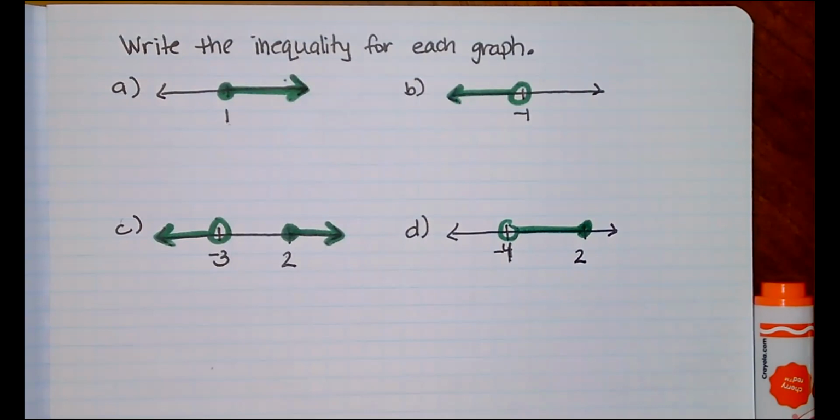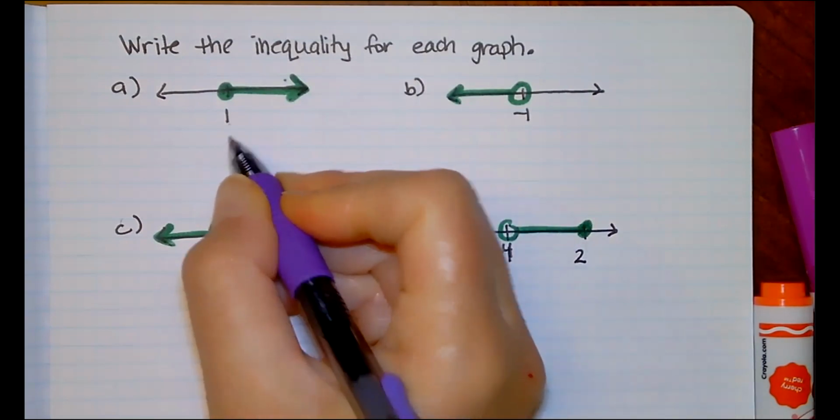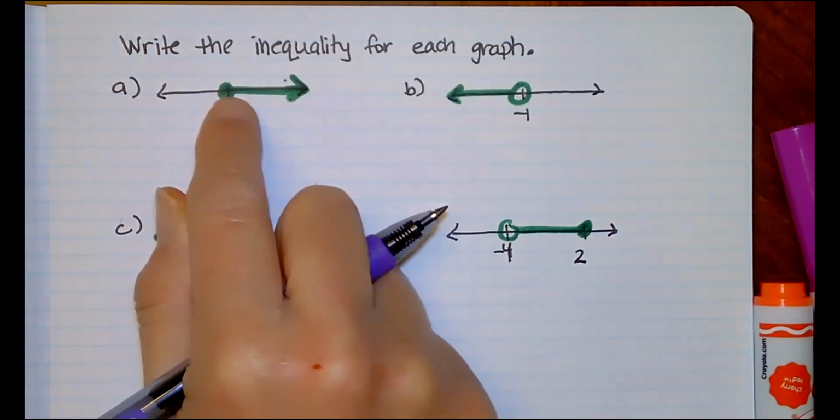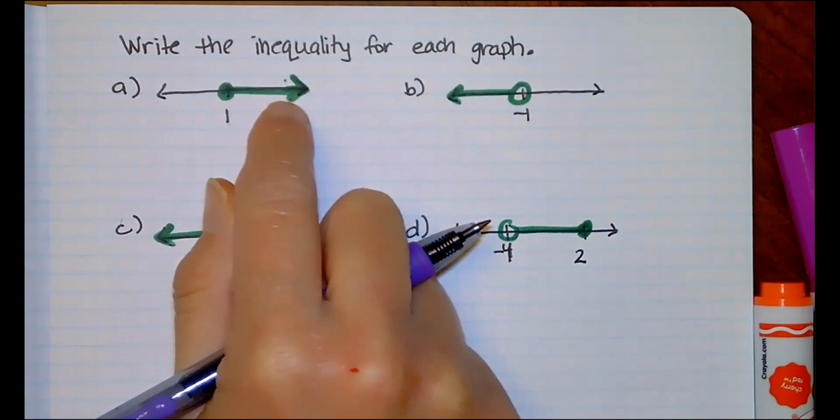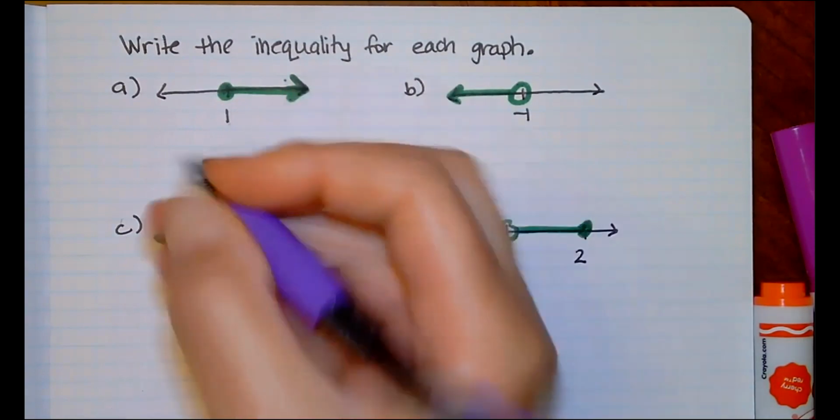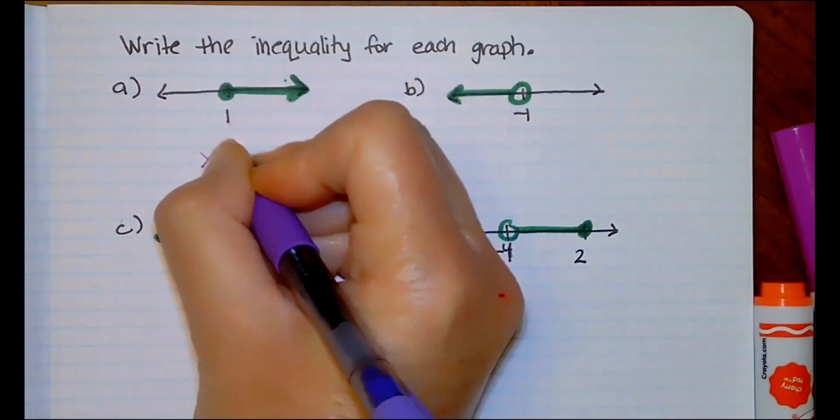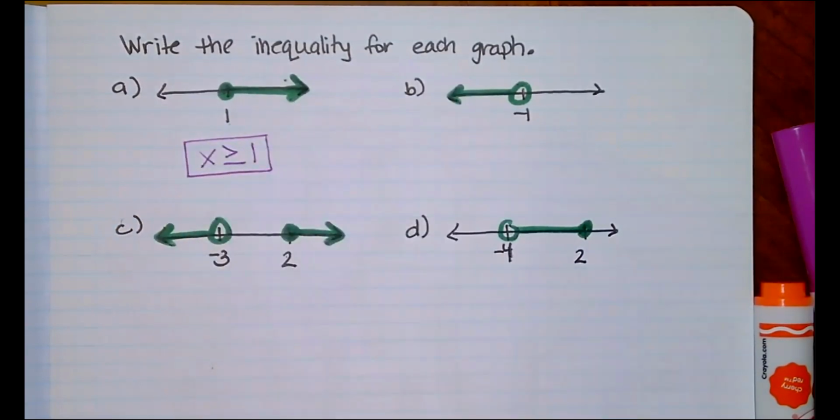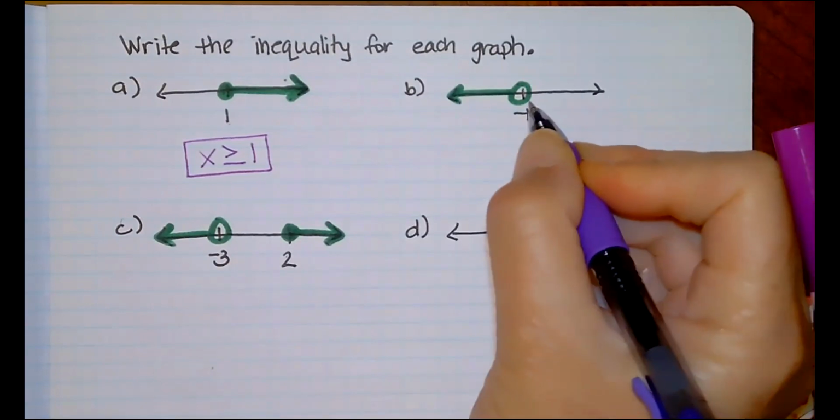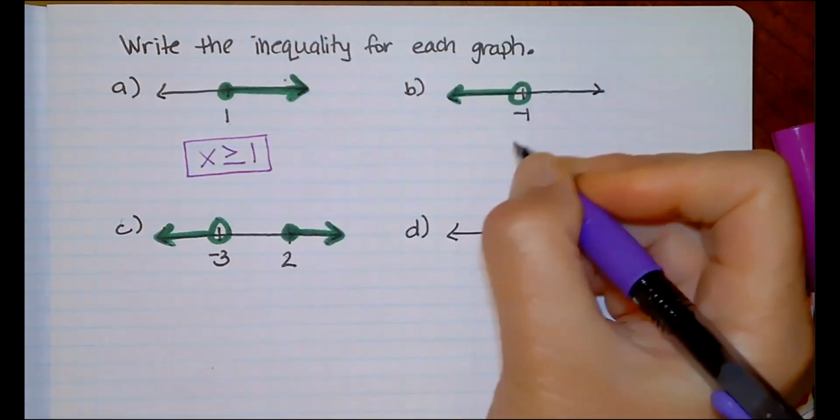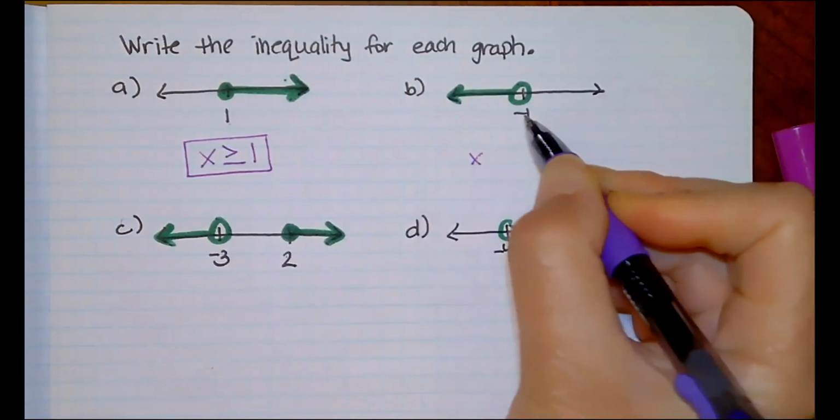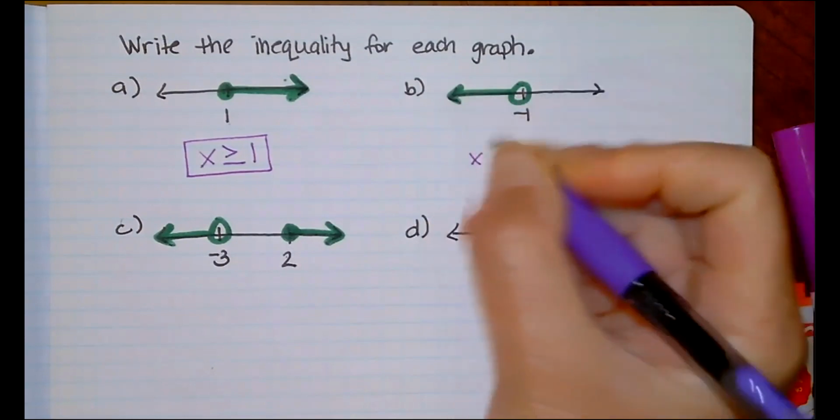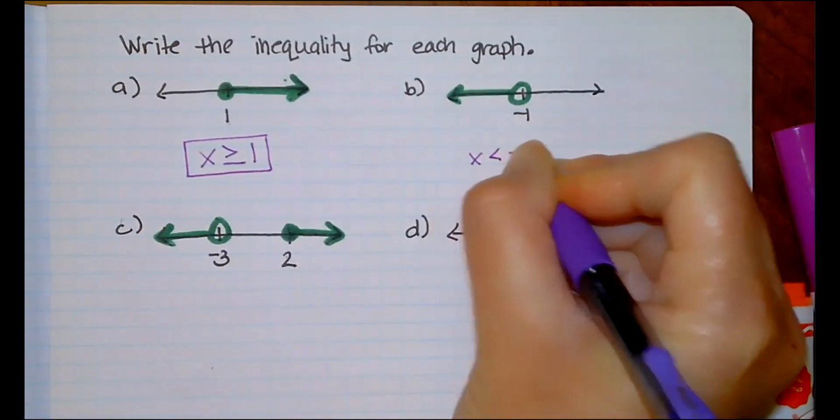So for this, this first one, we have a closed circle at 1. So 1 is included, and then we're shading to the right. So we want things that are greater than or bigger than 1. So this one should have been X is greater than or equal to 1. On letter B, we had an open circle at -1, and then we're shading everything smaller or less than to the left of -1. So that's going to be X is less than -1.